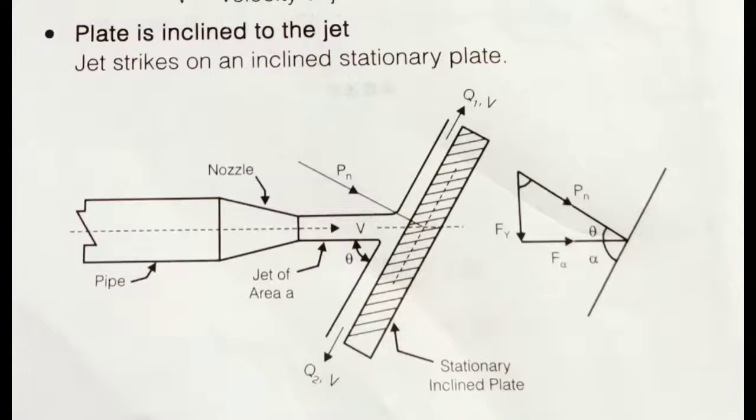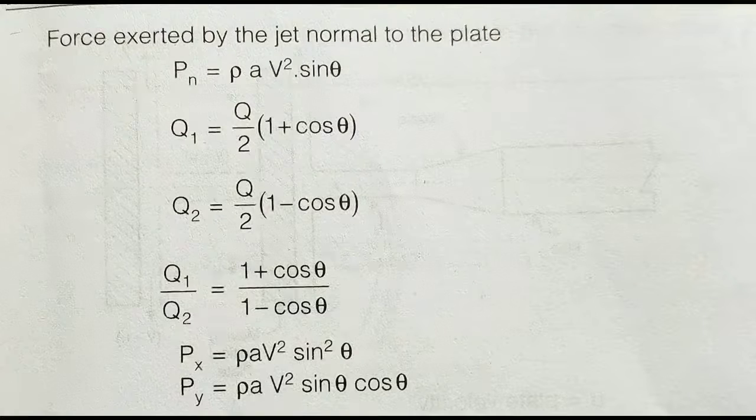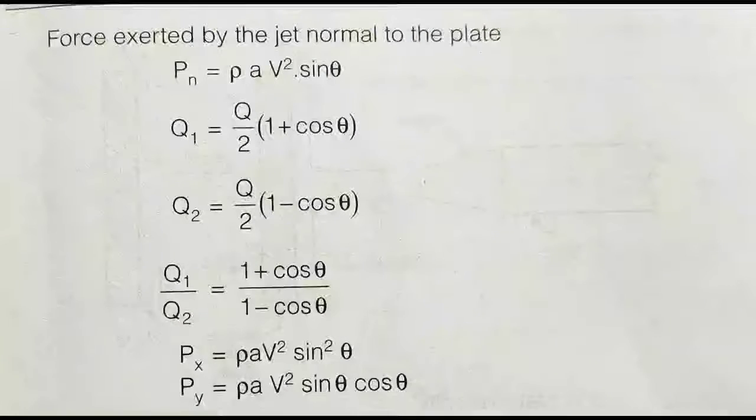Next is when the plate is inclined. The plate is stationary and also inclined. You see the figure? In that, force exerted by the jet normal to the plate, Pn, that is force exerted by the jet normal to the plate, Pn equal to rho a v square sin theta.